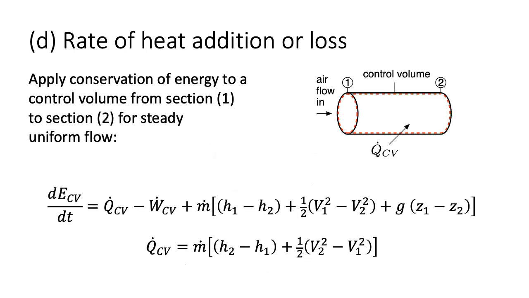For Part D, calculate the rate of heat addition or loss for Section 1 to Section 2. Because we want to know an overall heat transfer rate, we will use a finite control volume or integral analysis. We begin by applying conservation of energy to a control volume from Section 1 to Section 2 to solve for the rate of heat transfer at the pipe wall. For steady flow and for a pipe with constant elevation, we can reduce the equation as shown. In order to complete our calculation, we need to solve for the unknown velocity at Section 2.